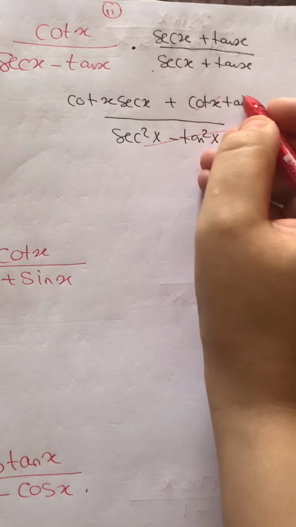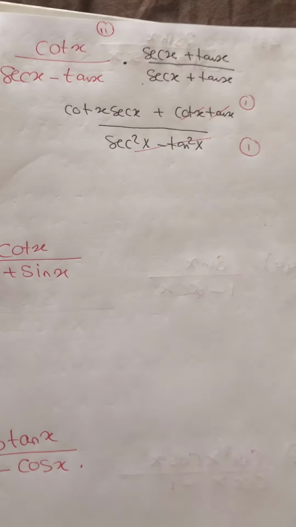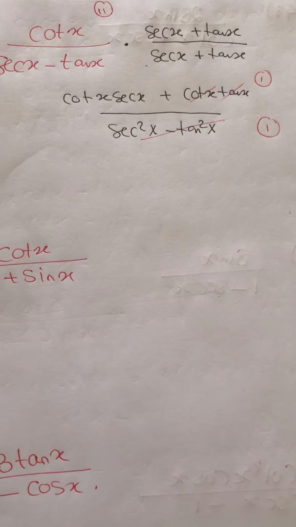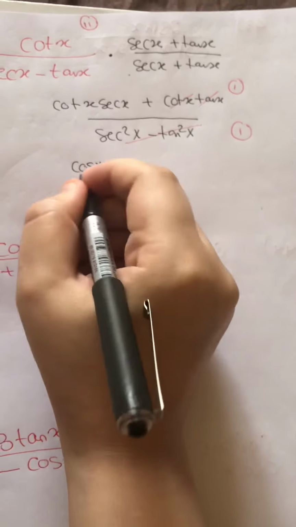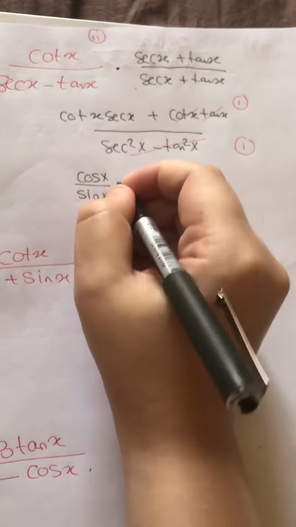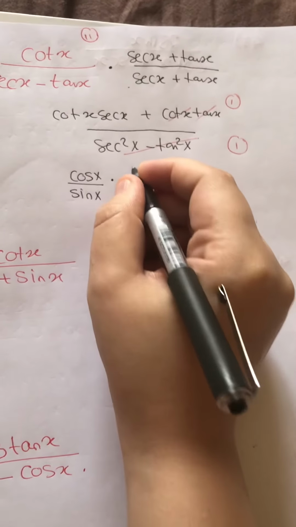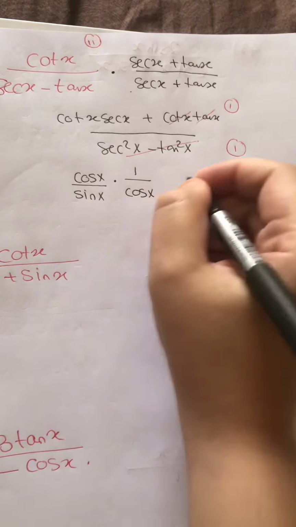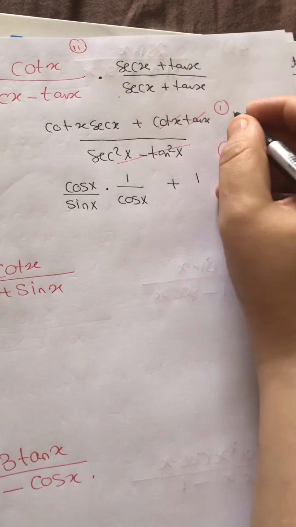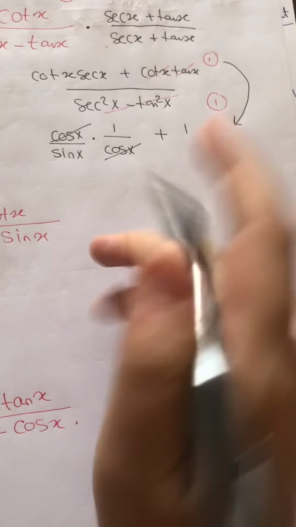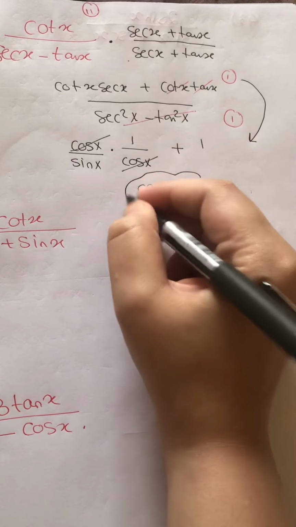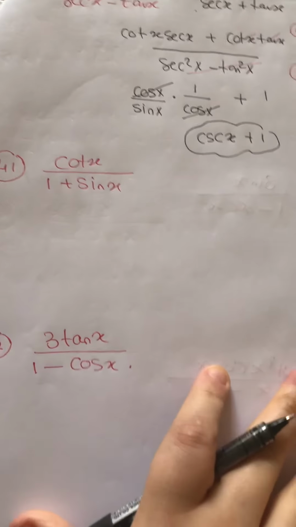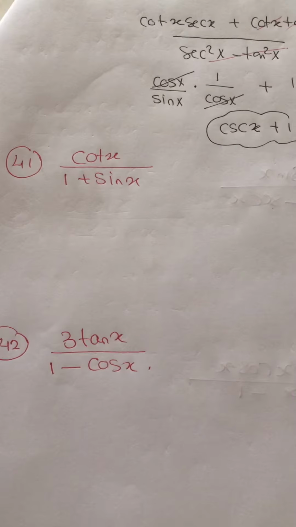This cancels this and it's going to end up in 1 because they are reciprocals. And for the cotan, I can change it to cosine x over sine x times the sec, which is 1 over cosine x, plus 1, this one, and here this cancels this. So your final answer in simplest form is cosec x plus 1. You can pause and try with this one.